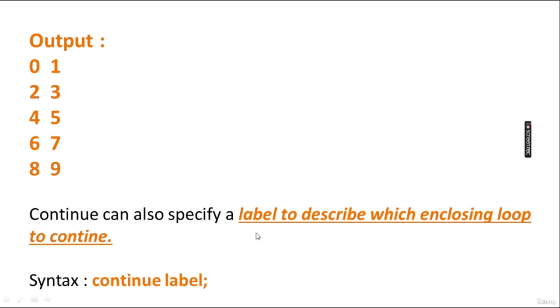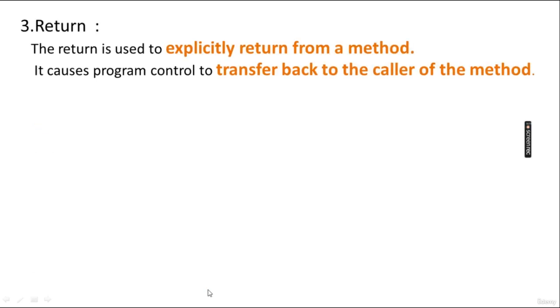Continue can also specify a label to describe which enclosing loop to continue. With continue, you can also specify a label like a break label to describe which enclosing loop you want to continue. Syntax is continue label.